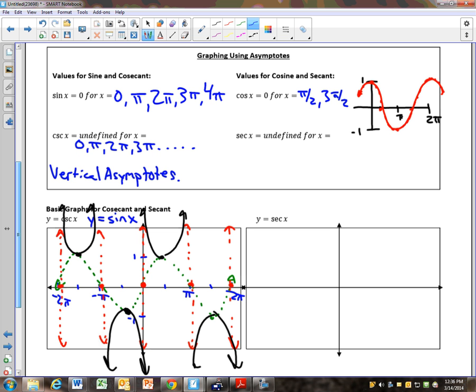Well, what's the relationship between cosine and secant? They're reciprocals. And what's the reciprocal of 0? Undefined. So therefore, secant is undefined for those values. Pi over 2, 3 pi over 2, 5 pi over 2, stuff like that. And so there's vertical asymptotes at that spot.